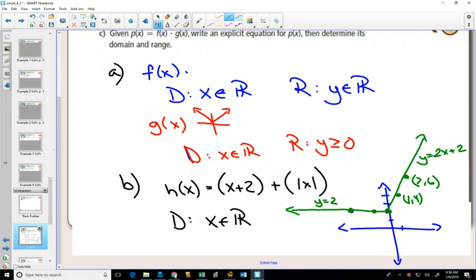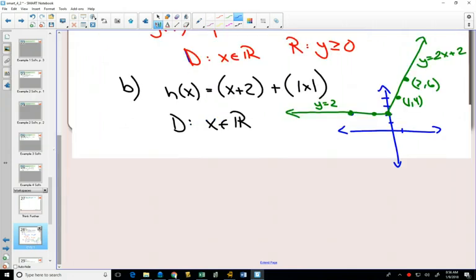Now, when graphs are like this, that they sort of come in 2 different pieces or 3 different pieces, they actually have a name for these kinds of graphs. They're called piecewise functions because they can be written in different pieces. And so sometimes this is an explicit equation for h of x. Sometimes you could write it in those 2 different pieces.